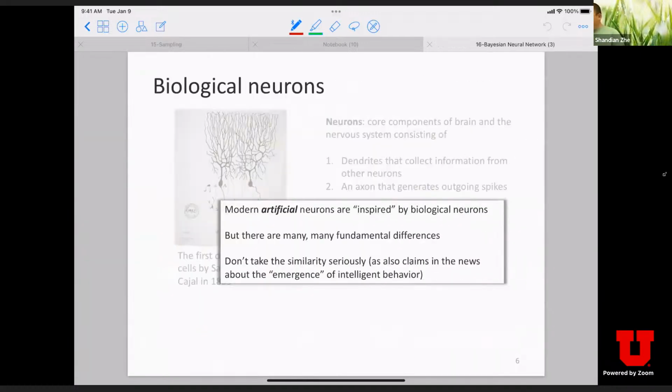So modern artificial neurons are inspired by biological neurons, but there are many fundamental differences. Don't take the similarity seriously, and don't take the claims in the news about the emergence of intelligent behaviors seriously, including ChatGPT.